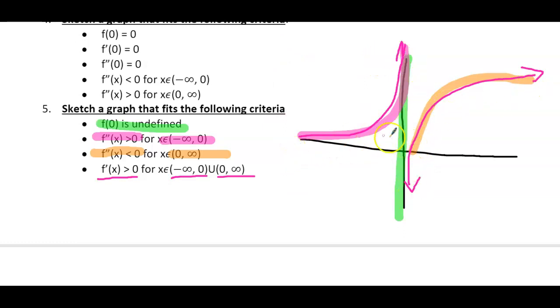So that's a graph that's concave up on the left of 0, concave down on the right. It's always increasing. It's increasing on this side, and it's also increasing on this side, which means that my first derivative is always greater than 0. And there you go. So that would be your final answer for number 5.